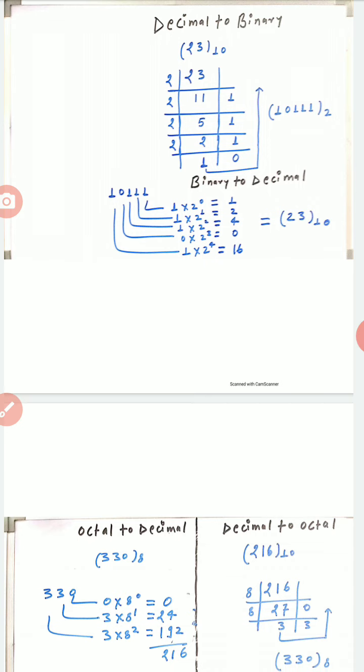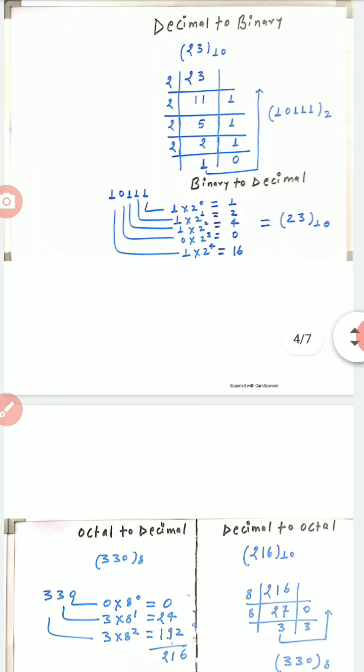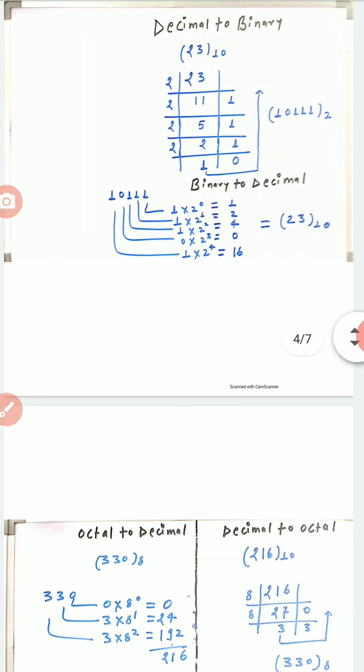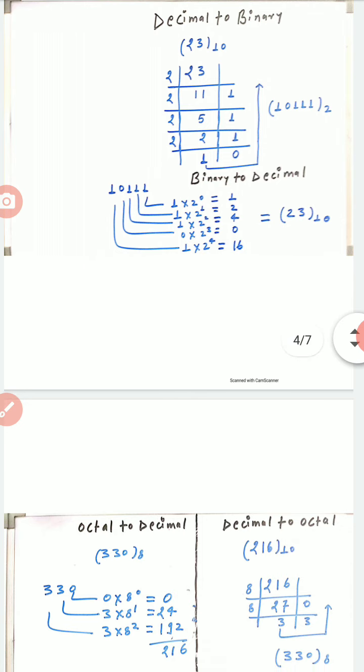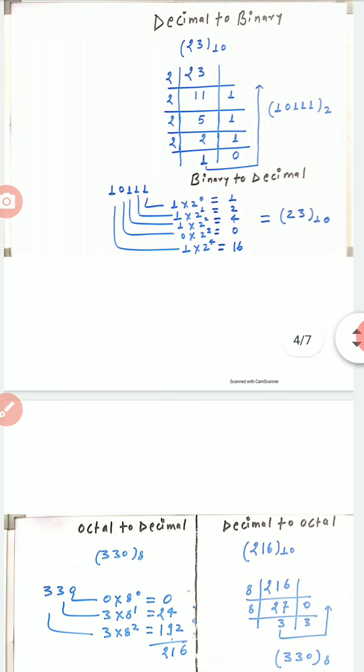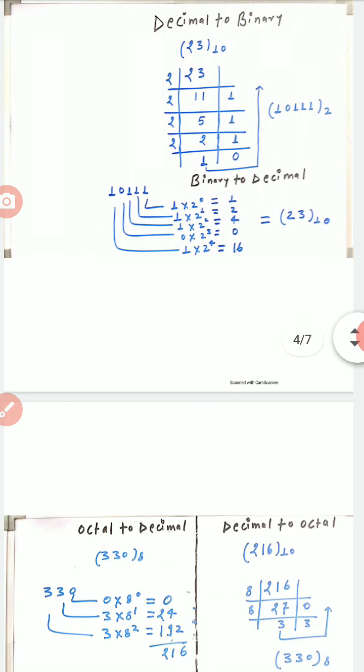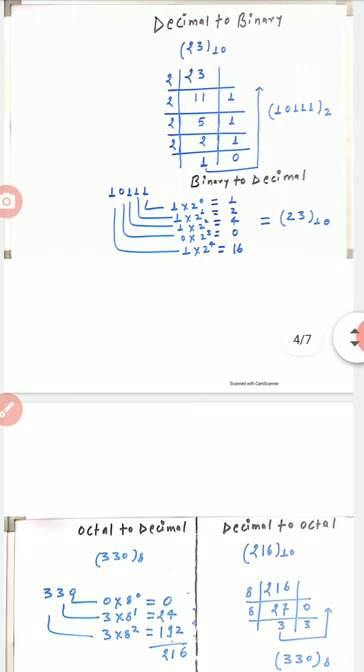As per the formula, if I need to convert binary to decimal, then I need to multiply by 2. So first I need to multiply 1 into 2, and we take the power from 0. 2 to the power 0, 2 to the power 1, 2, 3, 4. So 1 multiplied by 2 to the power 0, again 1 multiplied by 2 to the power 1, then 2 to the power 2, 2 to the power 3, and 2 to the power 4.